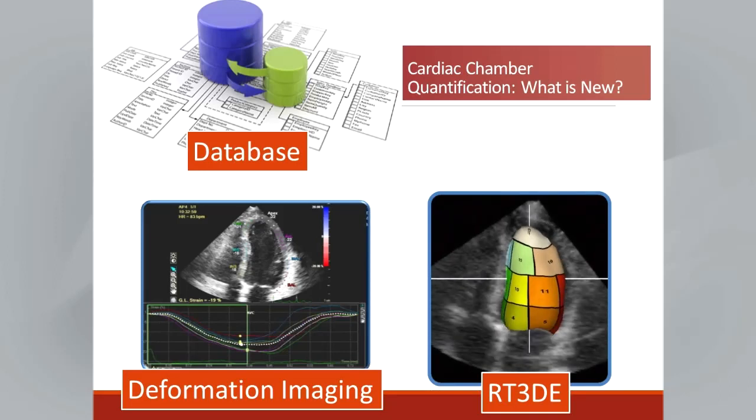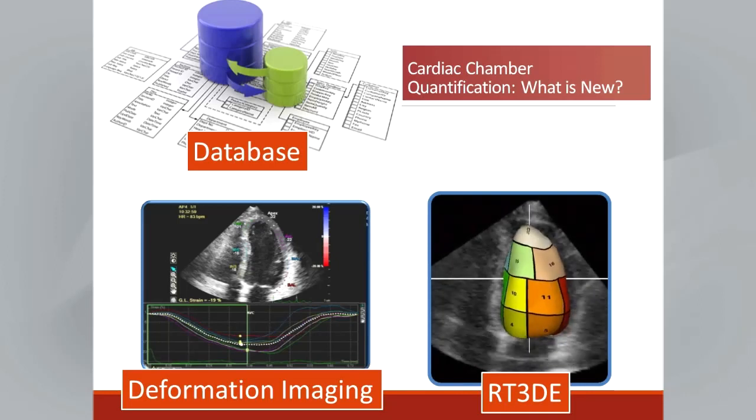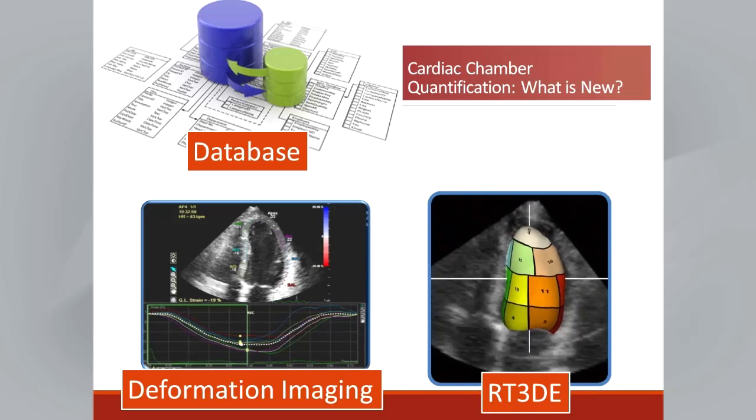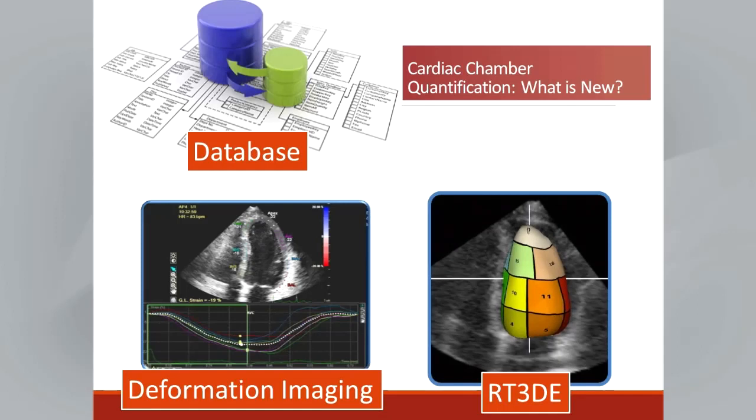I think that this can be nicely summarized by the fact that since the last guidelines 10 years ago, two major things have happened in echocardiography. One is the advent of strain or deformation imaging, and the other one is the advent of real-time three-dimensional echocardiography. These have really changed the way in which we practice echocardiography.